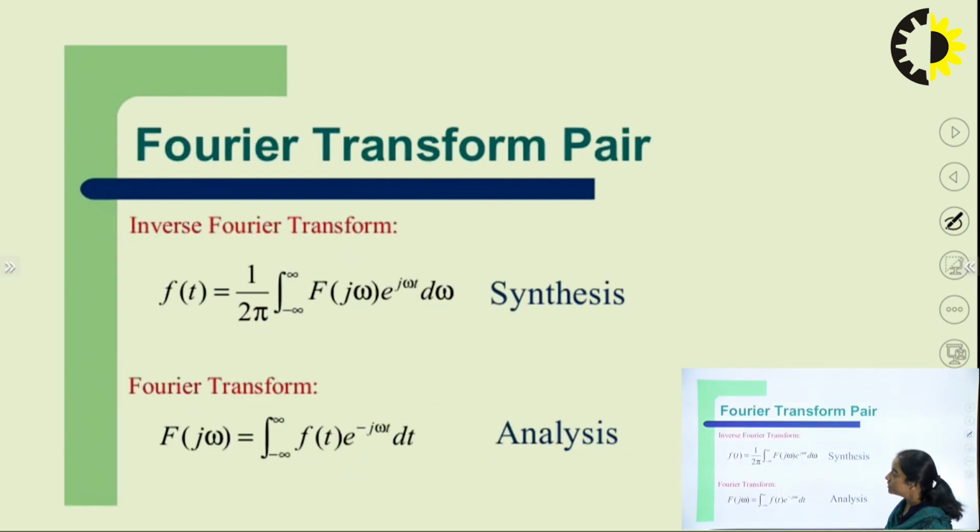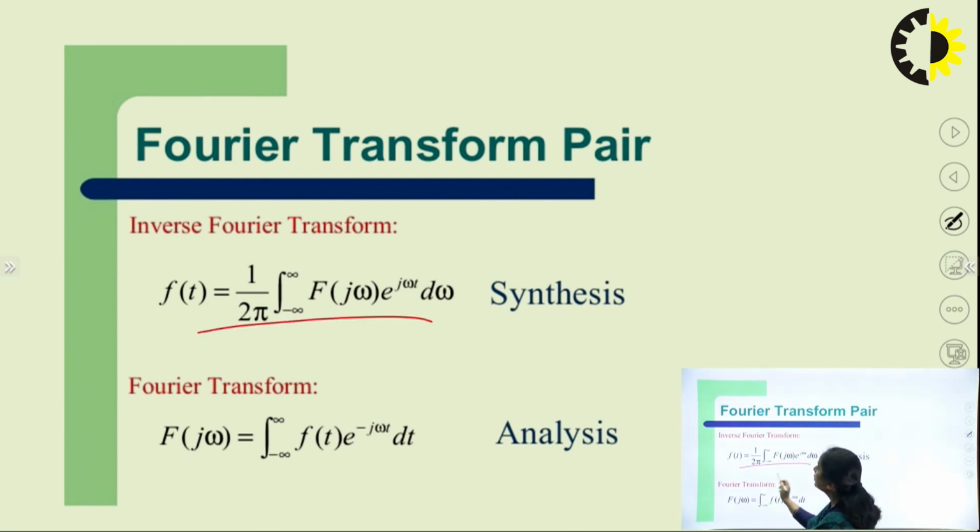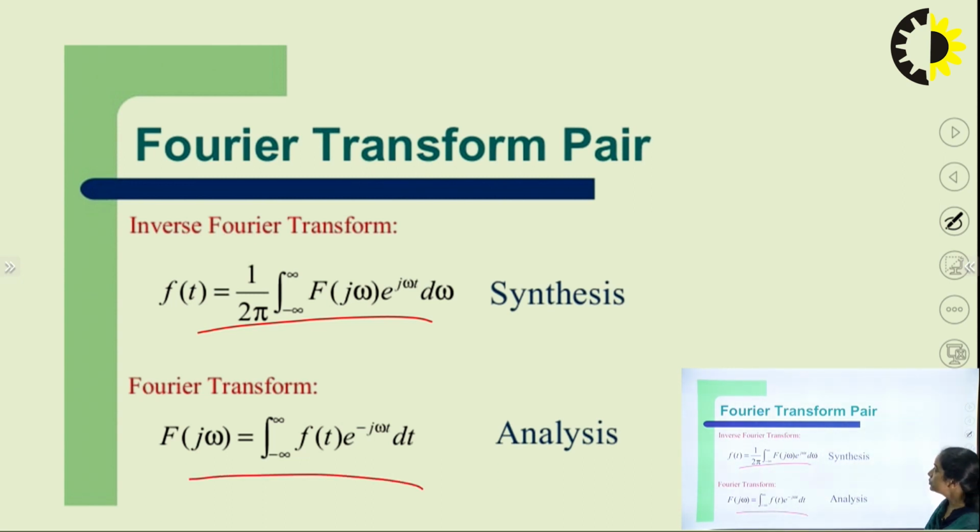So now what is the inverse Fourier transform? F of j omega will be given, and we will calculate f(t). This is the formula for the inverse Fourier transform, and this is the formula for the Fourier transform. These two are called the Fourier integral pair. The inverse Fourier transform is used for synthesis, and the Fourier transform is used for analysis purposes.